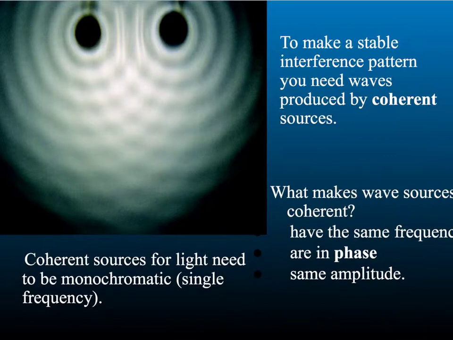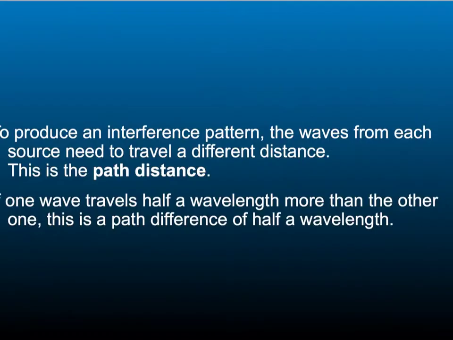To make a stable interference pattern, you need the waves produced by coherent sources. Now, in order for the wave sources to be coherent, they must have the same frequency, they must be in phase, and they must have the same amplitude. Coherent sources for light need to be monochromatic, or of a single frequency.